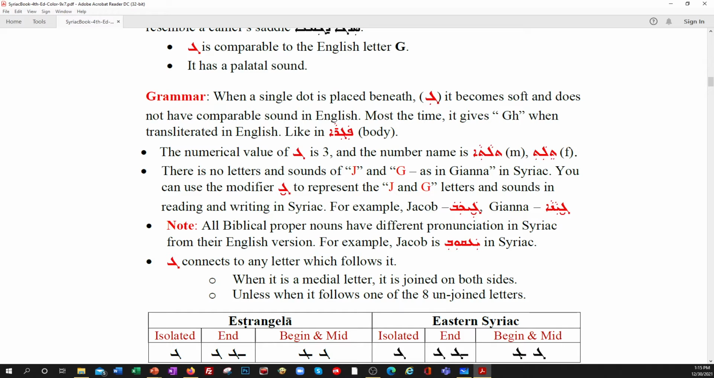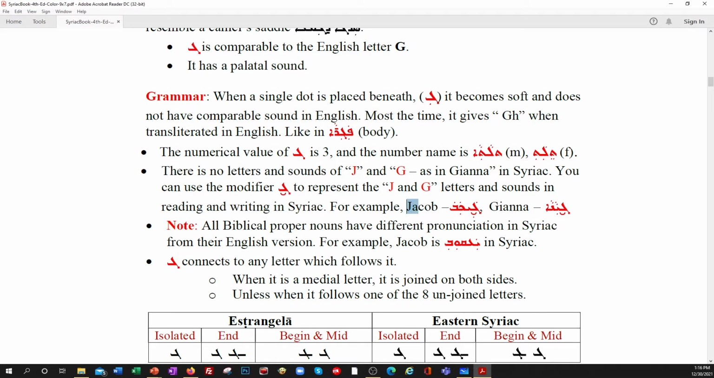There is no letter and sound for J and G in Syriac. For example, here J and G as in English. So the sounds of J and G don't exist in Syriac. You can use the modifier, so we're going to use the modifier, like we put the Gamal and the tilde. Do you see that symbol there underneath the Gamal? That represents the sounds of J and G, to represent the J and G letters and sounds in reading and writing in Syriac.